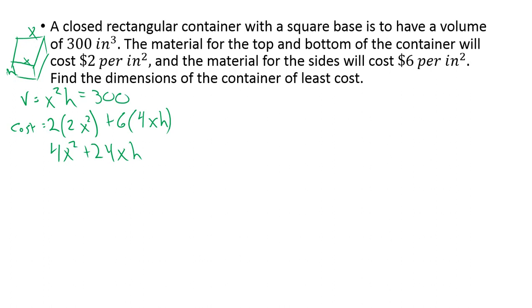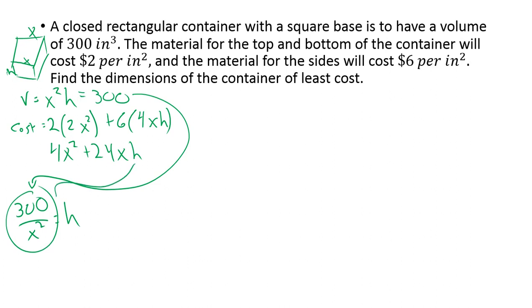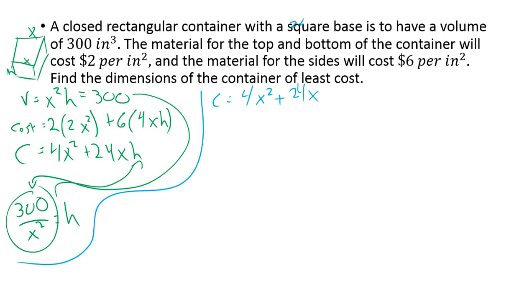So now let's solve for h, because that's going to be the easiest, which would get us 300 over x squared is equal to h. Now we're going to take this 300 over x squared and plug it in for that h in the cost. A lot of this is you just solve for one thing, substitute it into something else, solve for something else, substitute it in, find a simple derivative, and find where it equals 0. That's essentially what we're doing.